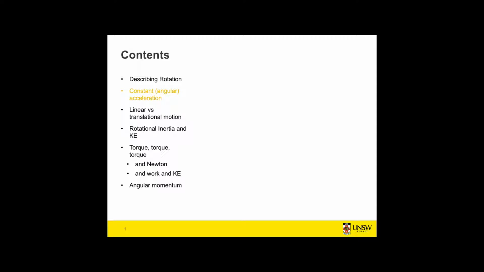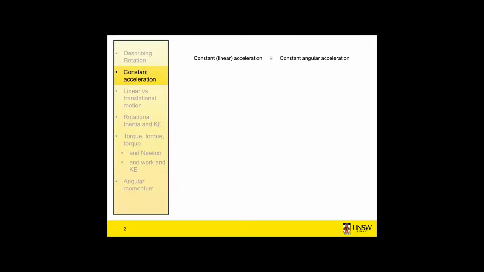So thinking back to our motion topic, we looked at the case of constant acceleration. And the constant linear, or translational, acceleration is equivalent to the constant angular acceleration. And as we saw in the previous video, we can relate our translational acceleration to our angular acceleration. They are essentially exactly the same, except that we're using different variable names.